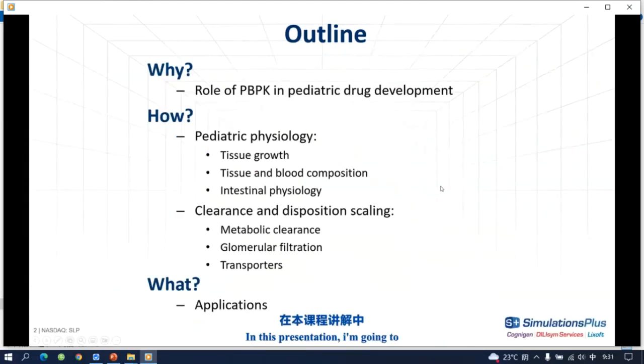So in this presentation, I'm going to try to address three basic questions. Why do we do PBPK modeling? How do we do it? We will talk about some of the physiological aspects and how to scale different processes from adults to children. And finally, what? We will address some examples, some case studies, including case studies that were used in regulatory applications.